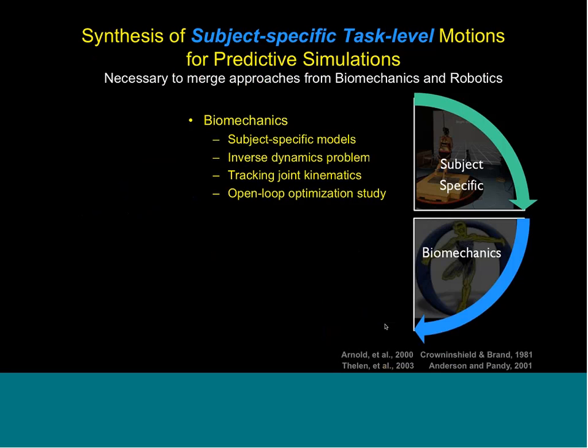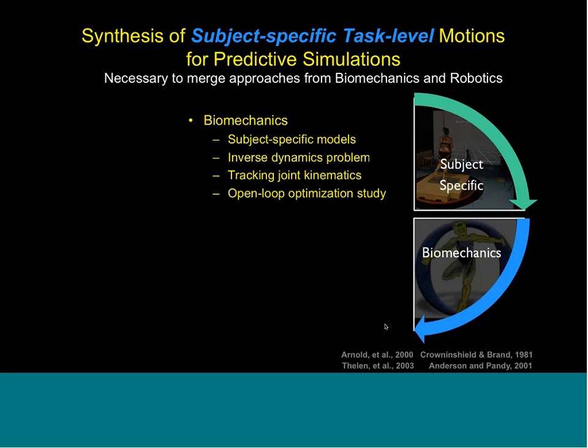We can take a person in the lab and measure their experimental movement, and so then we have subject-specific models that we can generate or create for that person. There's the inverse dynamics problem, where we have to solve the muscle redundancy problem, more muscles than degrees of freedom.